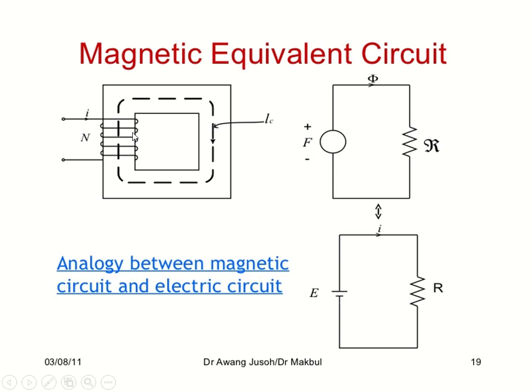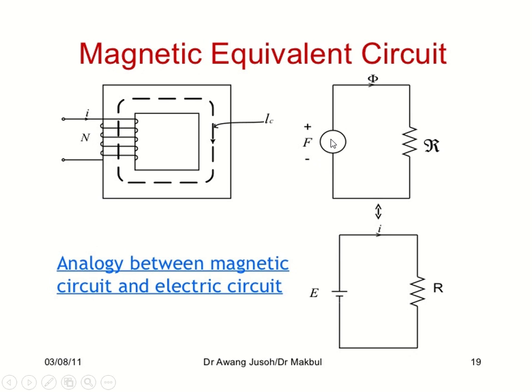You can represent this as an equivalent electrical circuit like this, where F is the MMF. MMF is given as N, the number of turns, into the current through the coil. This is the force required to set up the magnetic flux in the iron core. What is MMF? MMF is the force required to set up the magnetic flux or field intensity in the iron core, and that is given by N into I. So this can be represented as a source F.